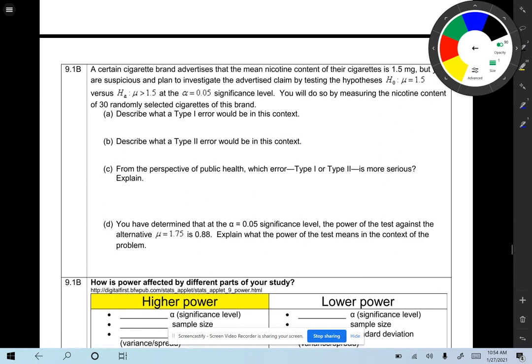Describe what a type 1 error would be in this particular context. Type 1 error means you're going to reject the null when it is actually true. So if you reject the null when it's true, then you're going to favor the alternative hypothesis. You are going to determine that the mean content of nicotine is greater than 1.5 milligrams when it really isn't.